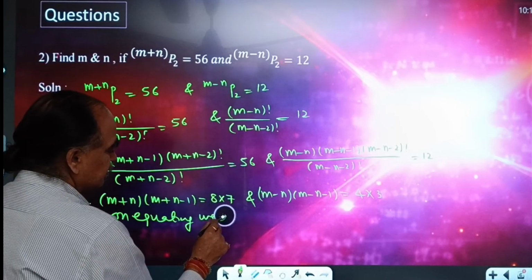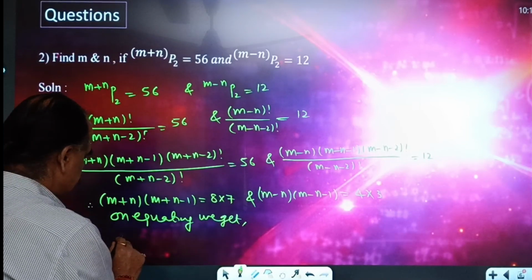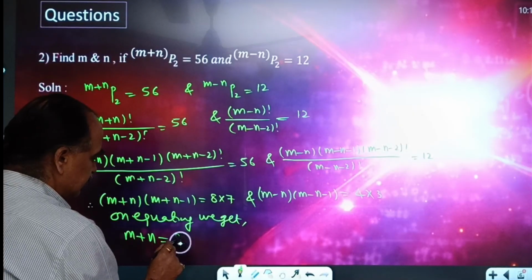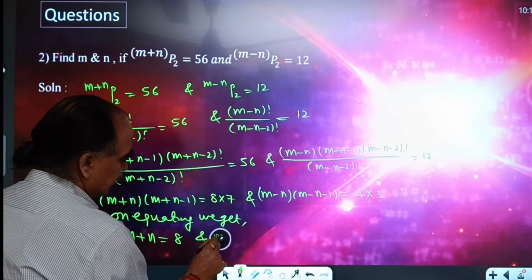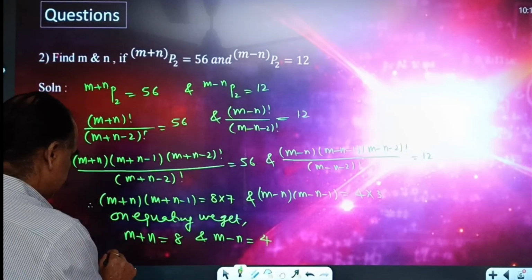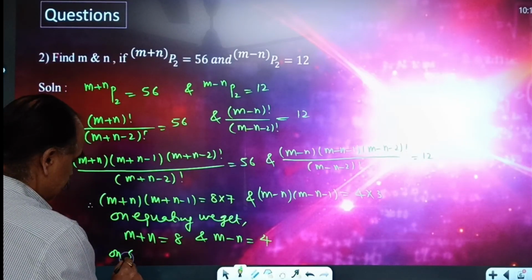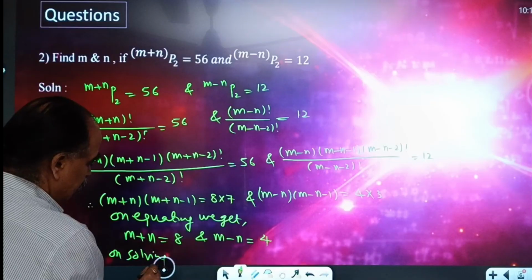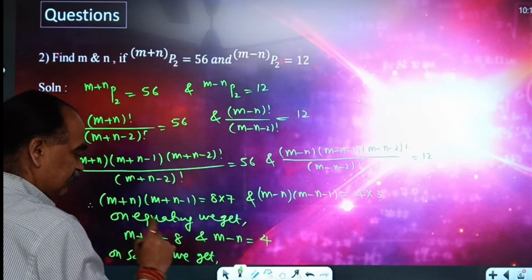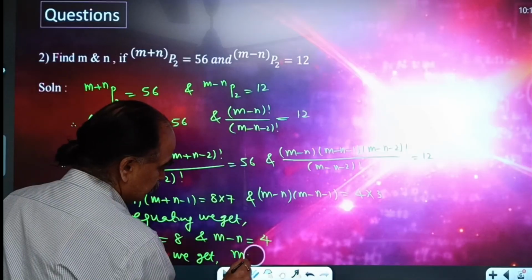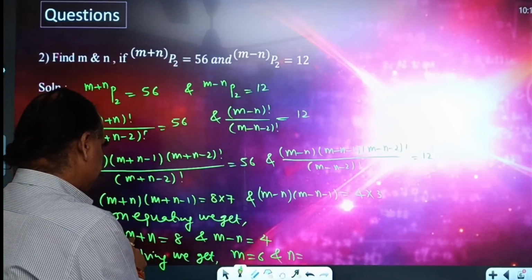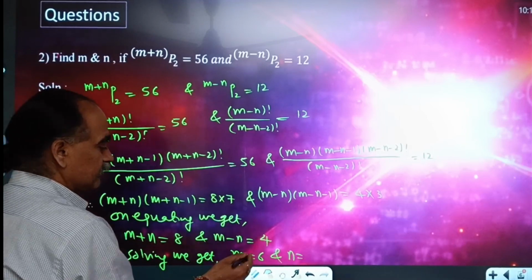On equating we get m plus n is what, 8, and m minus n is what, 4. On solving, when we add, 2m is what, 12, so m is what, 6, and 6 plus n is 8, so n is what, 2.